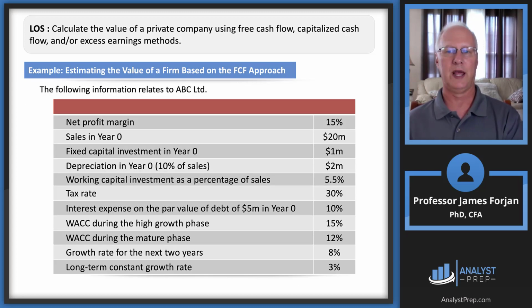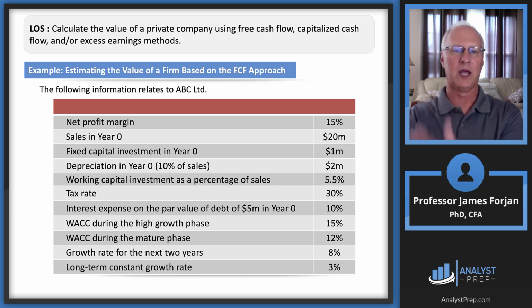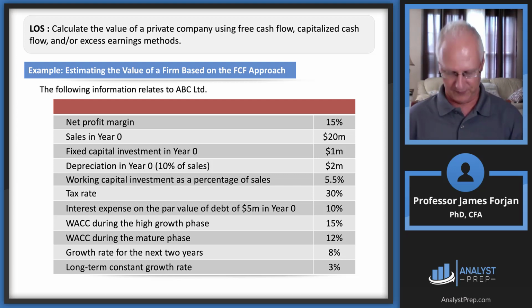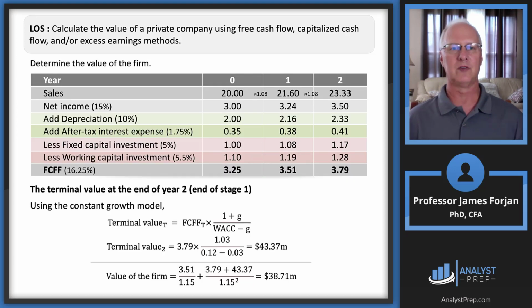We have sales today of 20 million, net profit margin of 15%. And then we're given a bunch of stuff below that sales figure that's going to allow us to compute free cash flow so that we can compute the value of the firm. So I'll go ahead and toggle back and forth here just so you can see the answer. So let's work through this. Determine the value of the firm.